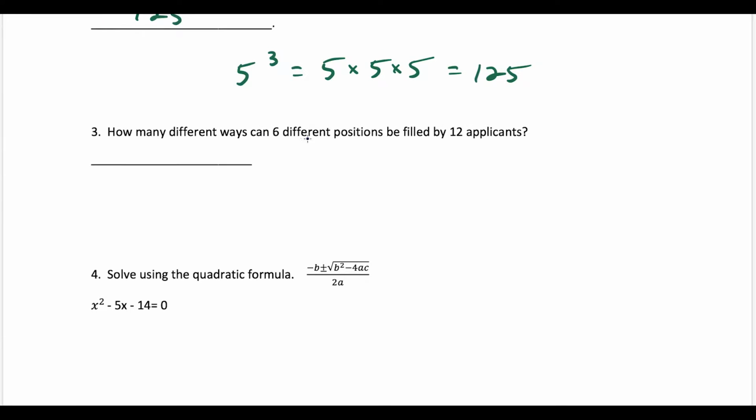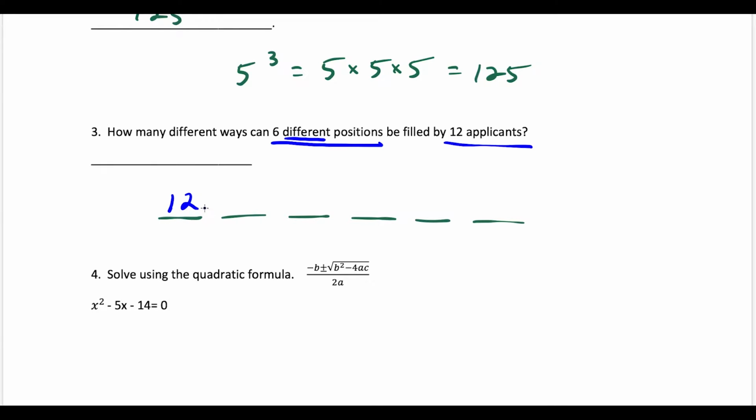Question 3, we want to know how many different ways can 6 different positions, that's the $1 million phrase right here, different positions, be filled by 12 applicants. So for questions like this, what I like to do is just list out the positions here. So we have 1, 2, 3, 4, 5, 6 positions, and there are 12 applicants. So you have to think, how many options are there for the first position? Well, there's going to be 12 options for the 12 applicants.